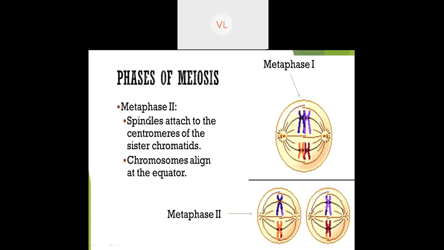In metaphase 2 also it will be the same thing, so don't get confused. The spindle attaches to the centromere of the sister chromatids, and the chromosomes align at the equator, meaning they will be placed at the equator side. Are you clear about metaphase 1?